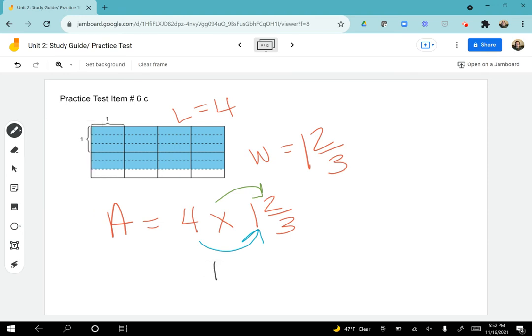4 times 1 is 4. 4 times 2/3 is 8/3. So the area here would be 4 and 8/3. Of course, they could also simplify this further by turning 8/3 into a mixed number and adding that back to the 4 wholes. That would be fine as well.